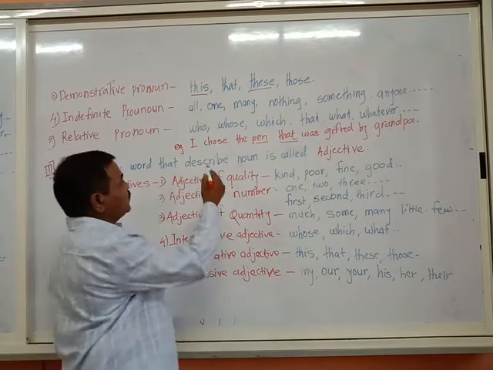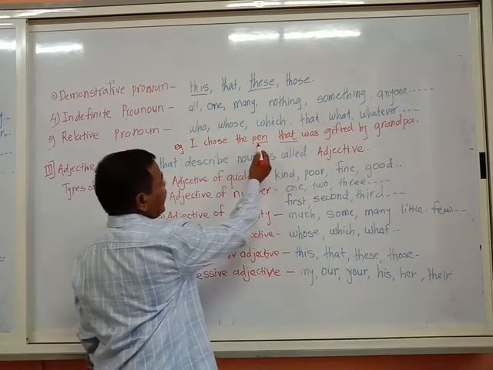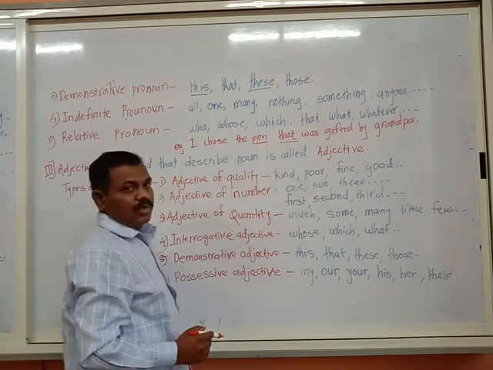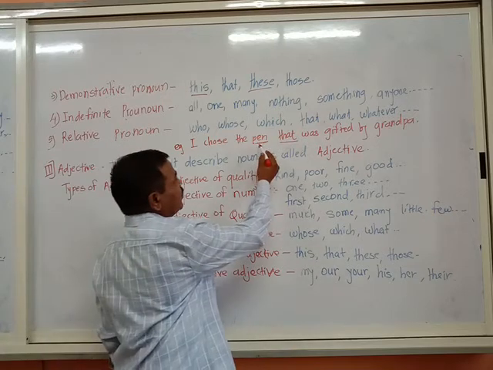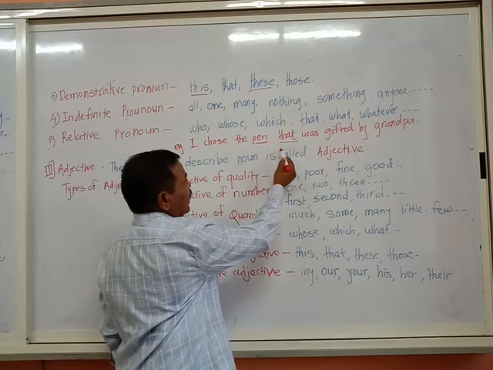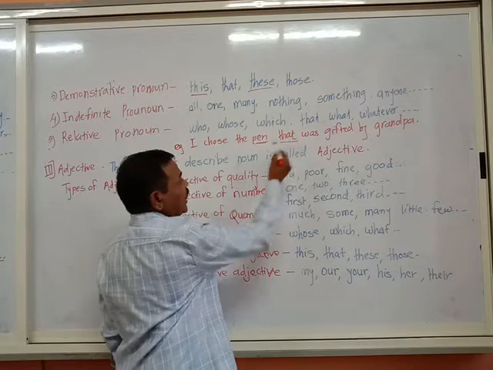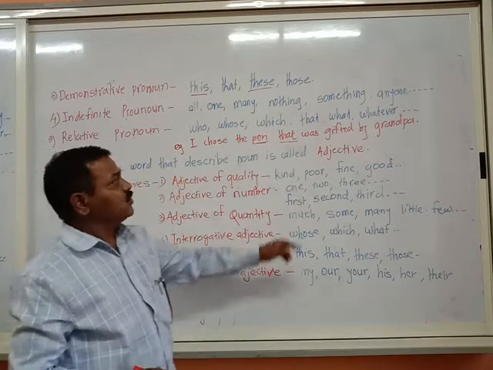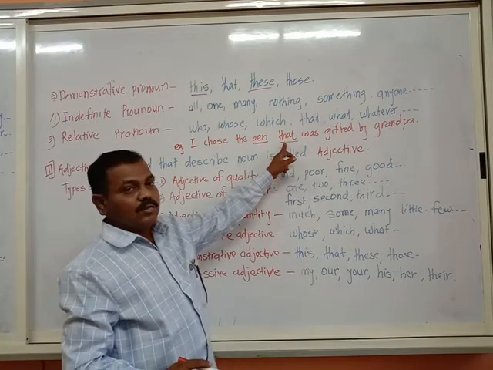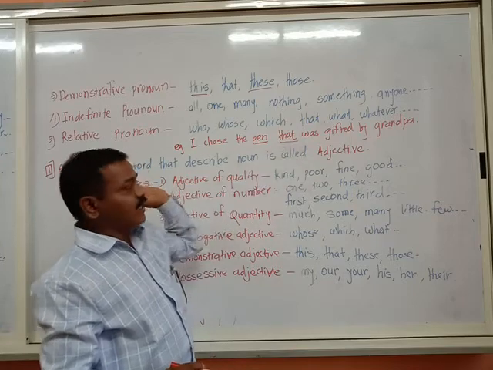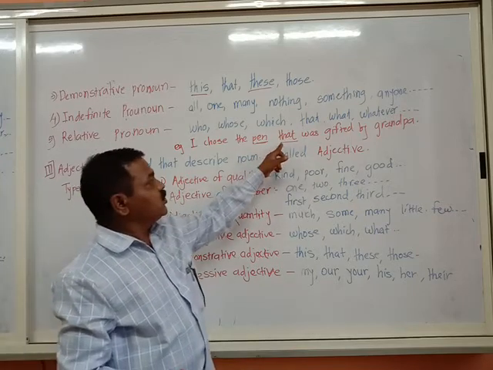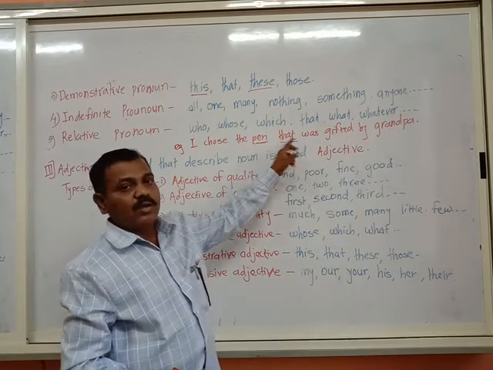How? Because in the first sentence, I chose the pen. Pen is the noun, and in place of this noun, another word is used, that is, that. The word that is used, and that's why it is a pronoun. So the definition is: the word used instead of the noun is called a pronoun.